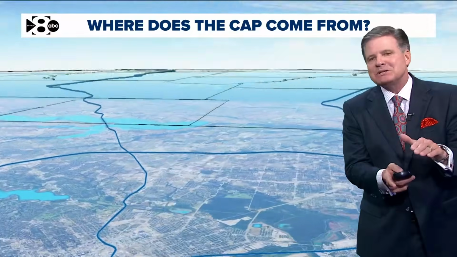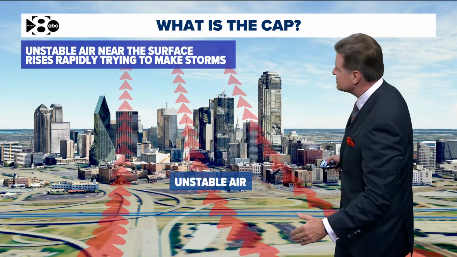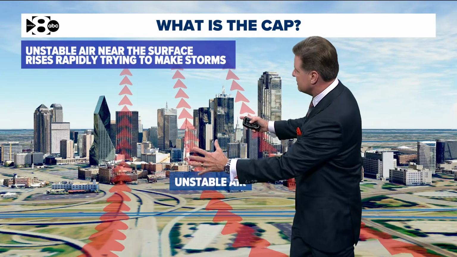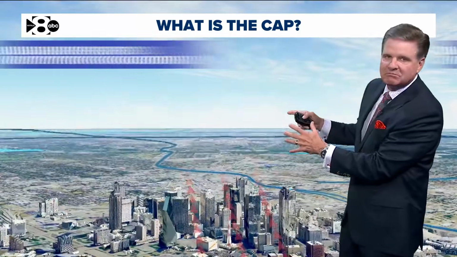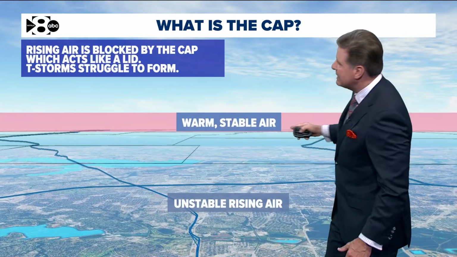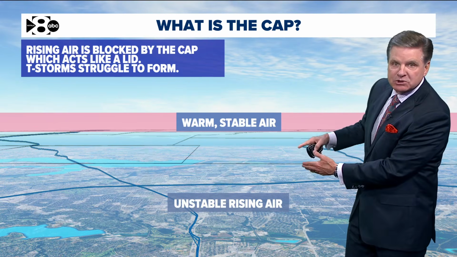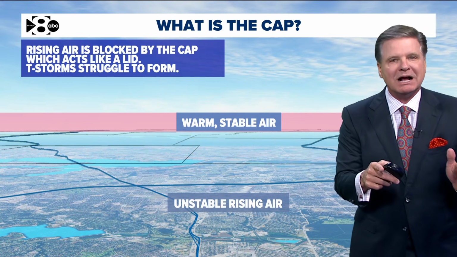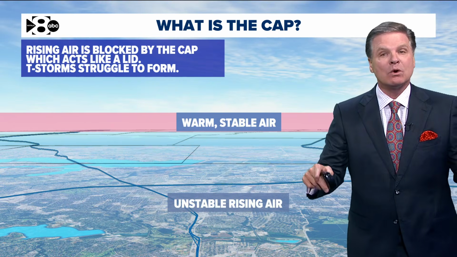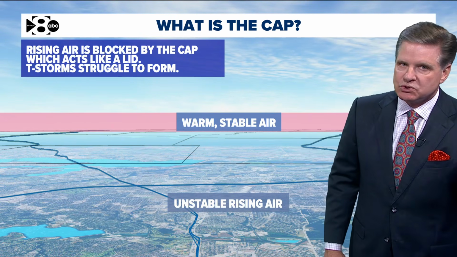The atmosphere is supposed to cool with height, but what takes place is we have this unstable air near the surface. It rises rapidly and tries to create or trigger thunderstorms. When we have that warm, stable air, that layer of air in place, as opposed to the atmosphere just cooling with height, that rising air is blocked by the cap, that lid or that elevated mix layer. It acts like a lid, and those thunderstorms struggle to form.